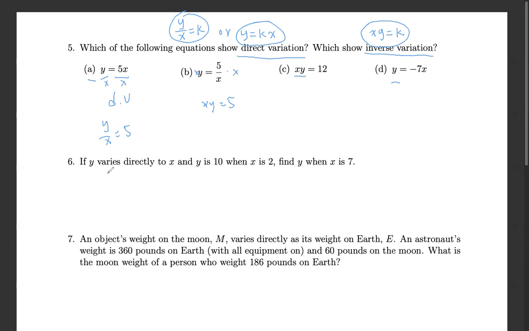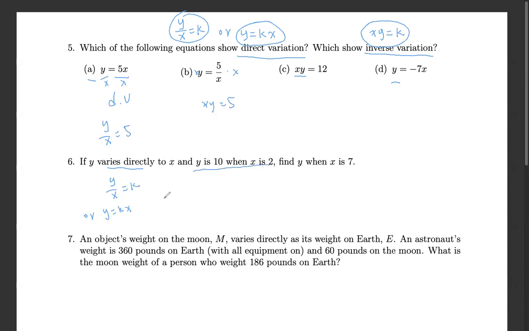Let's see 6. Number 6 says y varies directly. So which means a direct variation, which means y divided by x equals k. Doesn't matter which one you use, or y equals kx. Then y is 10 when x is 2.